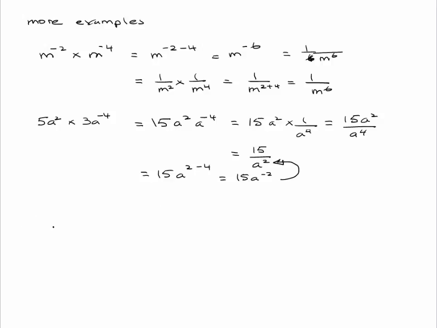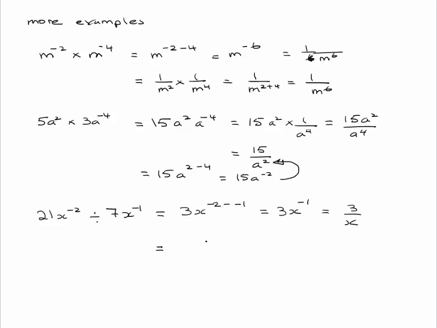Now let's look at what happens when we have a division. So we have 21x to the minus 2 divided by 7x to the minus 1. 21 divided by 7 is 3, and we have x to the power of negative 2 divided by x to the power of negative 1, which is x to the power of negative 2 minus 1, which is x to the negative 1. So we have 3x to the negative 1, which is 3 over x.